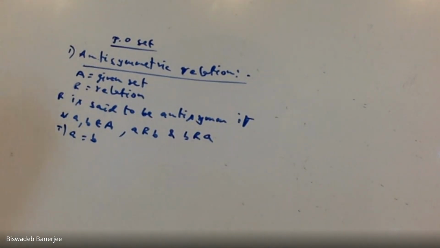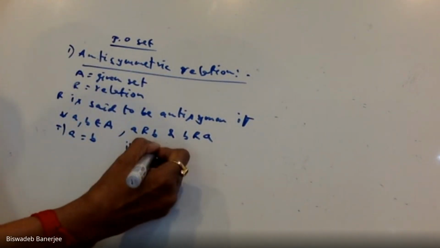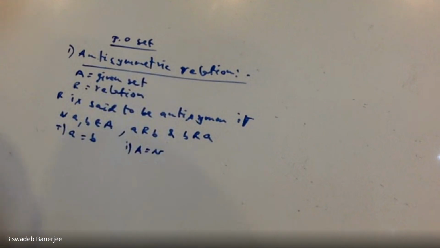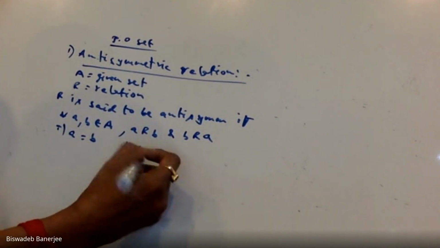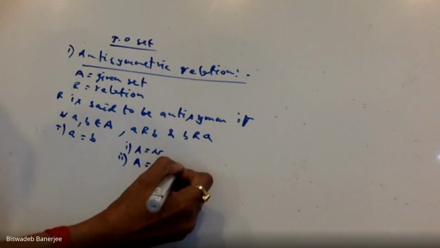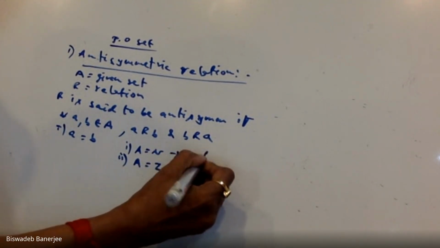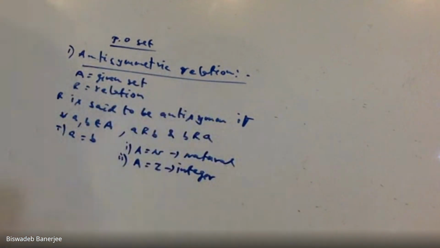Take some examples to clear the concept. Suppose in the first example, our set is the set of all natural numbers, and in the second example, our set is the set of all integers. Natural numbers means 1, 2, 3, 4, always starting from 1. And integers means it can be negative, it can be positive.